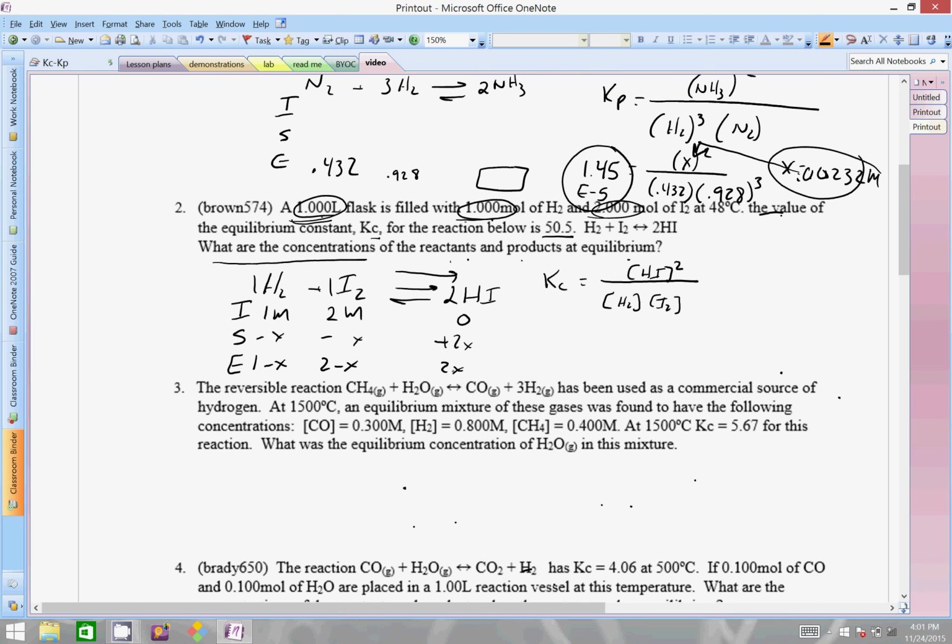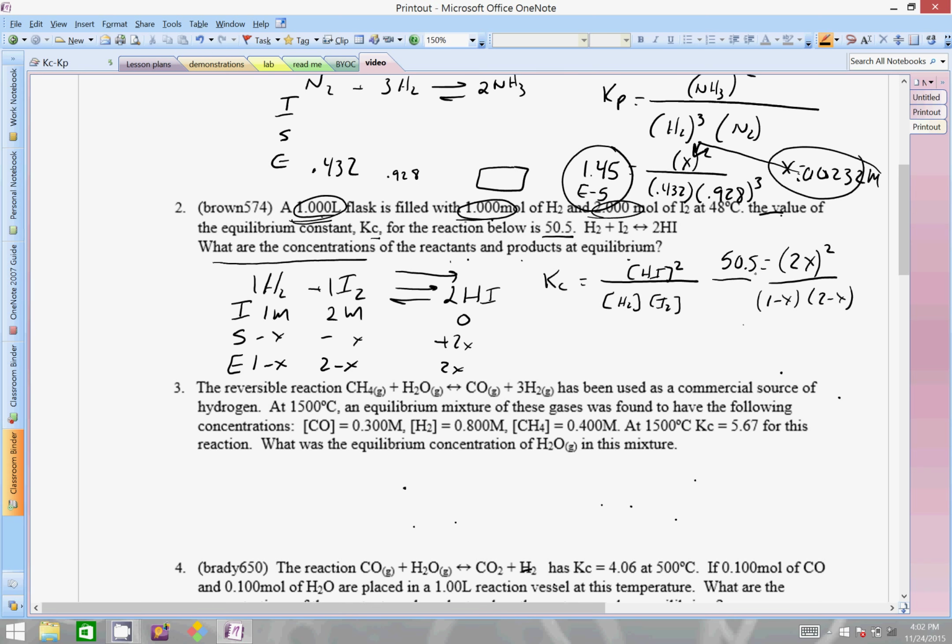These values would represent the concentrations at equilibrium. So it's going to be 50.5 equals 2x squared over 1 minus x, and then 2 minus x. At this point, we've used our shortcut rule in the past to eliminate these x values and try to make the problem simpler. But in this case, I'm actually product favored, and those x's are fairly substantial in size, so eliminating them would not work.